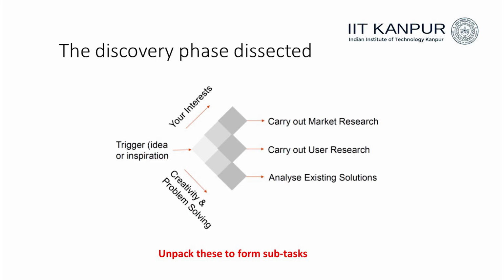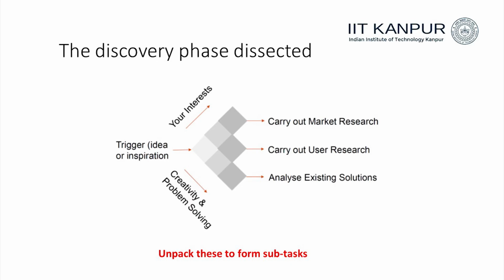So, when you are working in a team, what you want to be doing is taking each phase of the double diamond and breaking it down into tasks. Let us say it is a 3-member team, then you might give market research to one, user research to another, and analyzing existing solutions to a third person. You can unpack these to form subtasks, and if you are working in a bigger team on a bigger problem, maybe you can break them down into further subcategories.